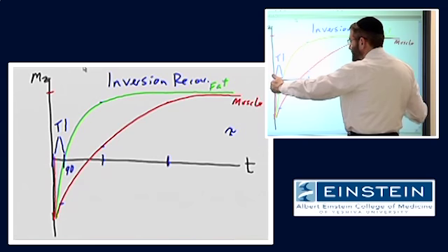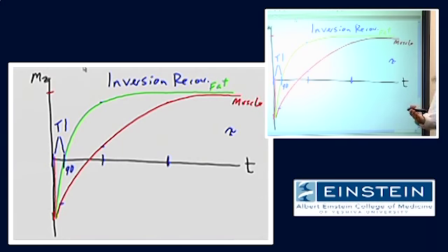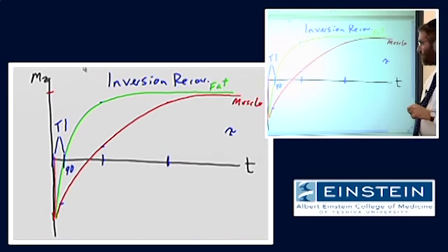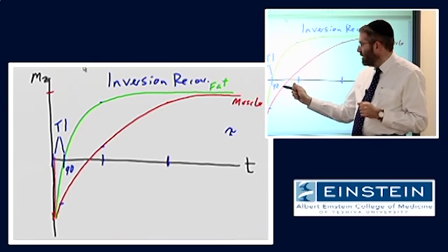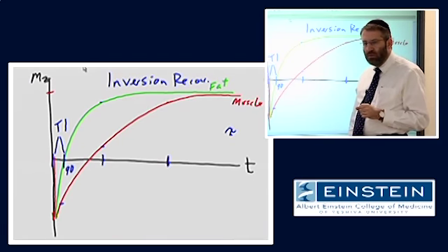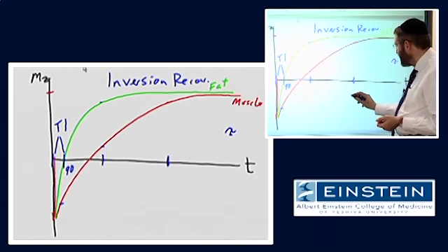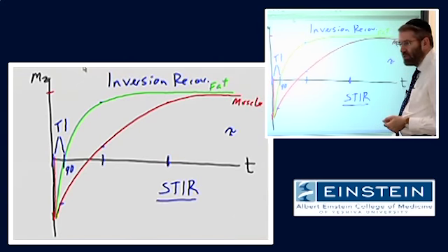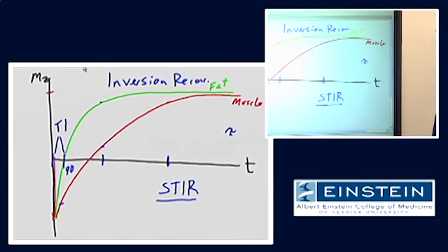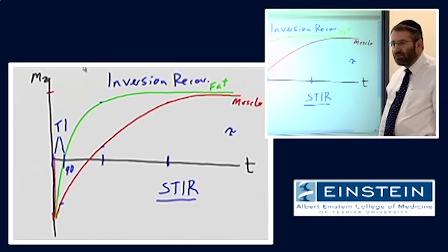The longer that TI, the more recovery we have before we get to the 90-degree RF pulse, the more longitudinal magnetization, and therefore the more signal we'll have in our image. But also importantly, the judicious or injudicious choice of TI can cause you to eliminate signal from something. So in this case, where the TI is relatively short, this is a short TI inversion recovery or STIR image. And one of the characteristics of STIR images is that they are fat-suppressed images.